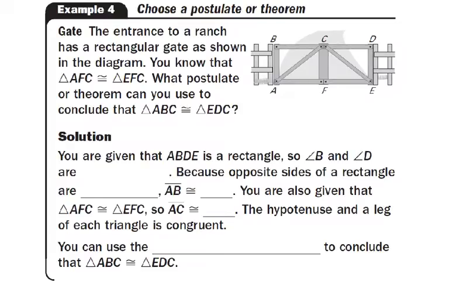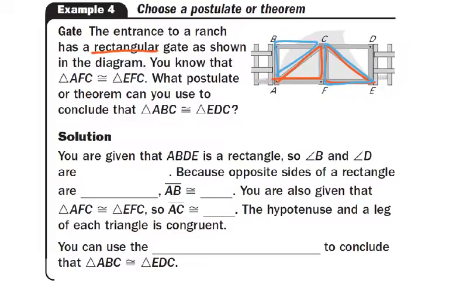All right, example 4 here. This one is kind of silly, but we'll go through. You'll see problems like this without them trying to make it a gate or whatever. The entrance to a ranch has a rectangular gate. So notice that word there. You know that triangle AFC is congruent to triangle EFC. What postulate or theorem can you use to conclude that triangle ABC is congruent to triangle EFC?